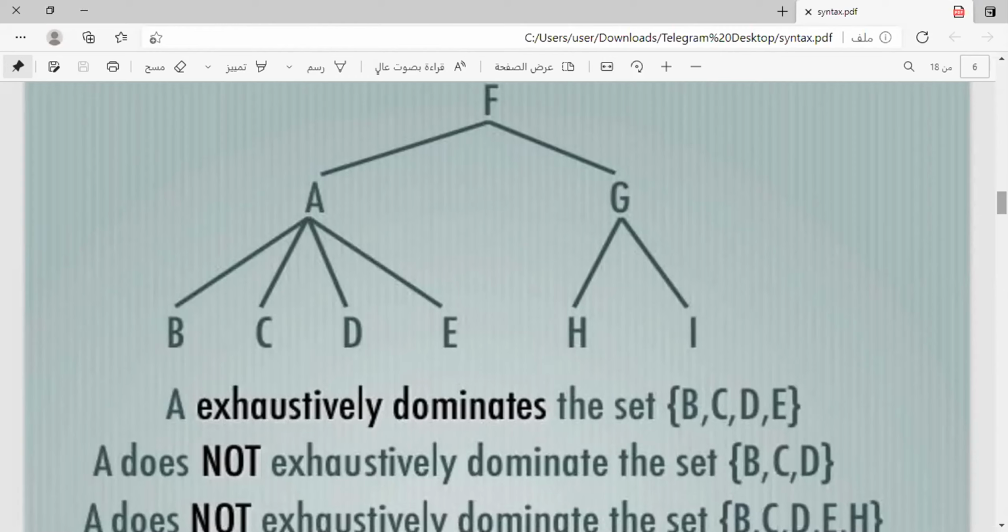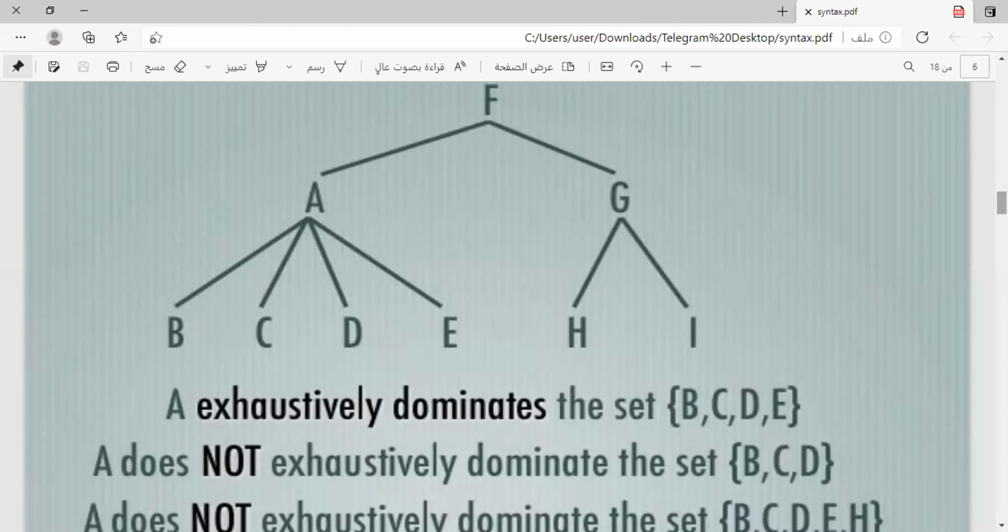But Ru'a, can you explain why not the second line? A does not exhaustively dominate the set B, C, D. Why? Here, we cannot exclude one of the constituents. Excellent. Why? Because here E is excluded. E is dominated by A. We cannot exclude it, but it is not a member of the set. That's why we say A does not exhaustively dominate.